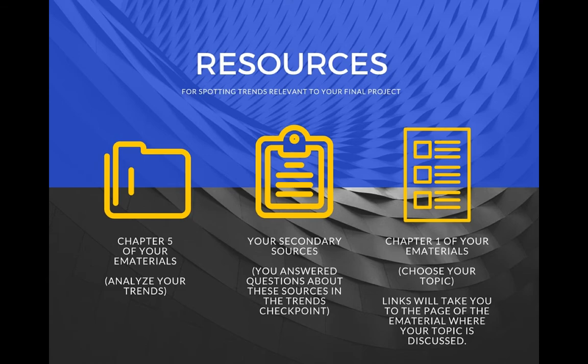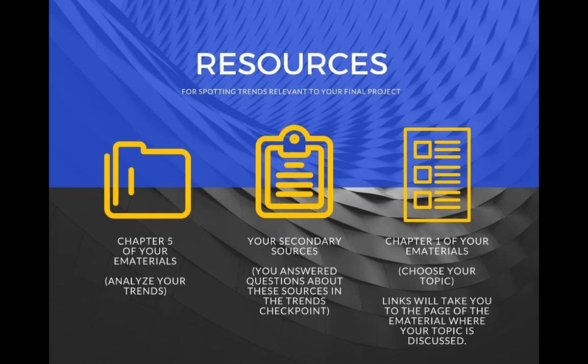What is great about those sections is that your e-materials has already identified 2 themes that you can then go and use to create questions that will help you identify trends for your topic. So go back to the Analyze Your Trends section and the Trends Checkpoint in Chapter 5. Your e-materials is giving you a give me opportunity with identifying those themes. You can then go through your secondary and primary sources to look for patterns involving those themes.